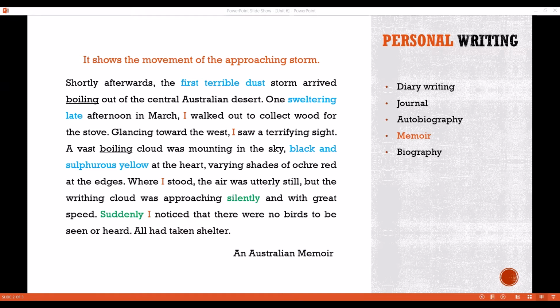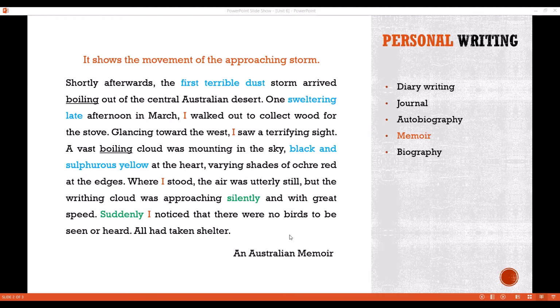"Glancing towards the west, I saw a terrifying sight. A vast boiling cloud was mounting in the sky, black and sulfurous yellow at the heart." The storm is approaching, okay? Keep this in mind. "Wearing shades of ochre red at the edges. Where I stood, the air was utterly still, but the writhing cloud was approaching silently and with great speed. Suddenly, I noticed that there were no birds to be seen or heard. All had taken shelter." The writer is using different senses here.